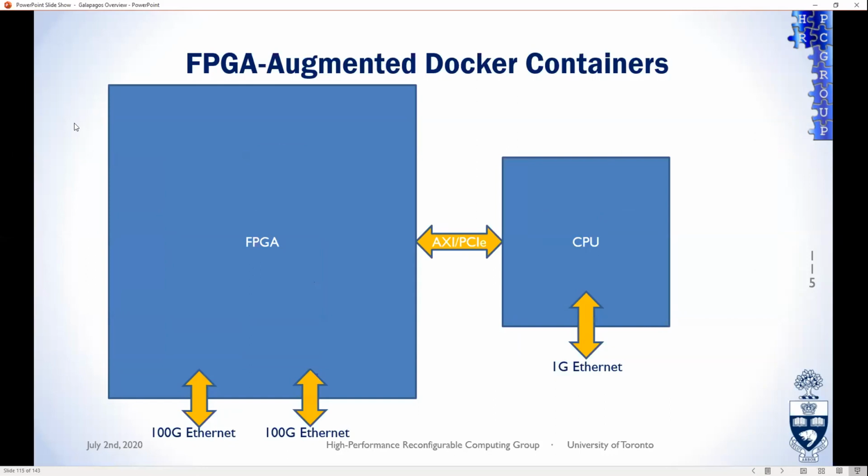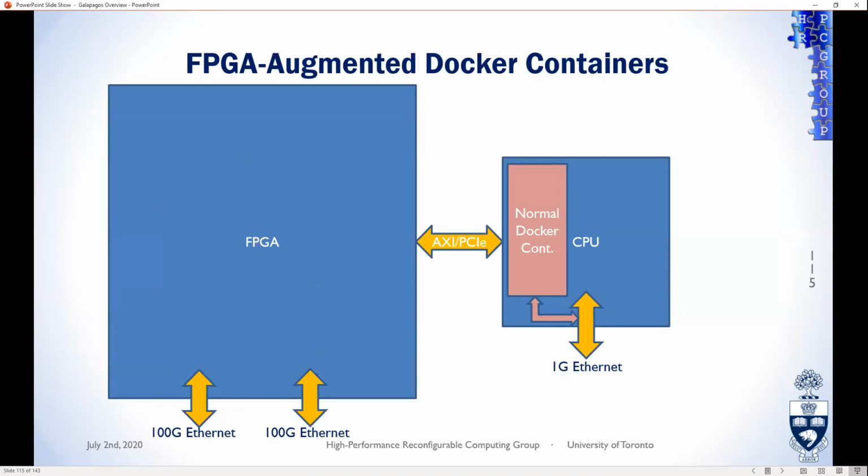So let's assume we have this server. We have a CPU and an FPGA connected together through an AXI or a PCI Express. Assume we run a Docker container on this. So the Docker container will eat up a chunk of the CPU resources, but it's completely agnostic to the fact that there is an FPGA. It doesn't know it, doesn't understand it, it doesn't deal with it.